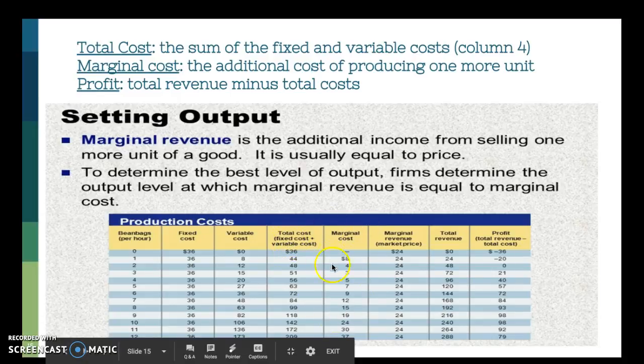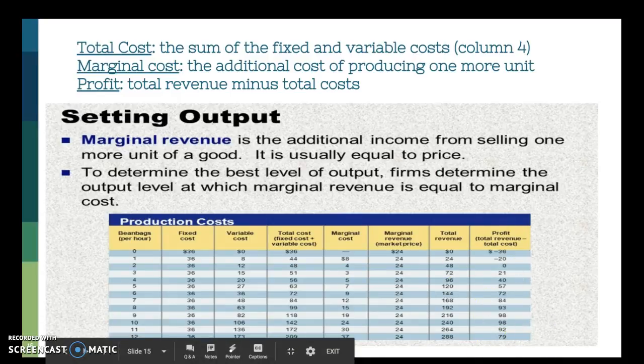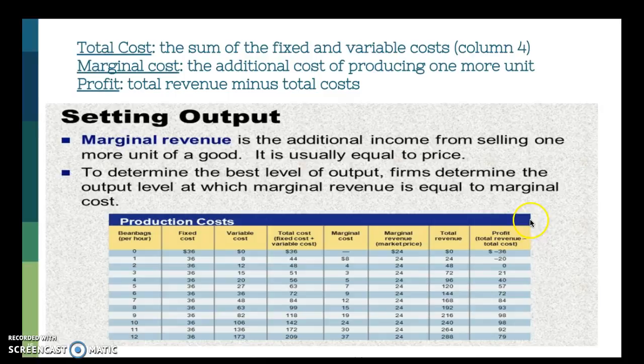Our marginal cost right over here is the cost of producing an additional item. So you can see that our marginal costs start going down at a certain point and then back up again, depending on how much we're producing. And then finally, our profit over here in the last column is how much we make and what we get to keep. So it's our total revenue, that's how much you collect for selling the item, minus the total cost, how much it costs to make that item.